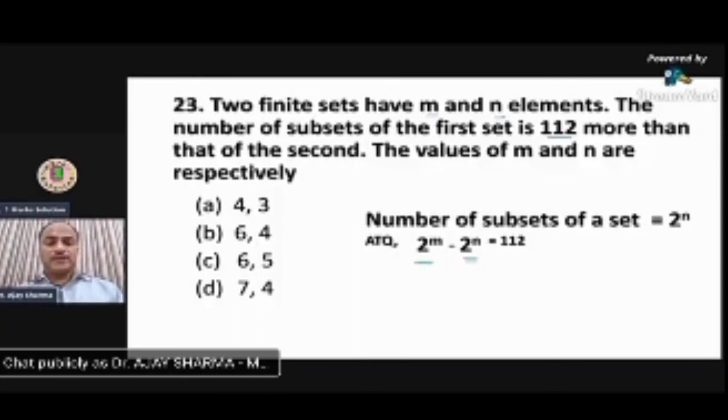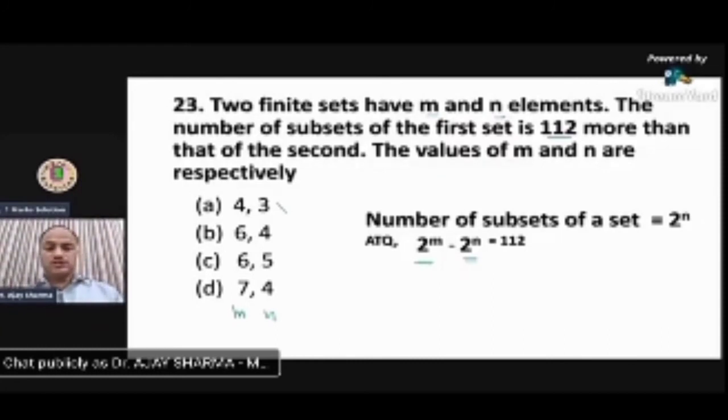If in place of m we put one of these values and in place of n we put the other values, these are the values of m, the first values, and the second values are values of n. So we have to tell which value will satisfy this particular equation. Quickly, when we put m equal to 4, 2 raised to the power 4 becomes 16. 16 minus something cannot be equal to 112.